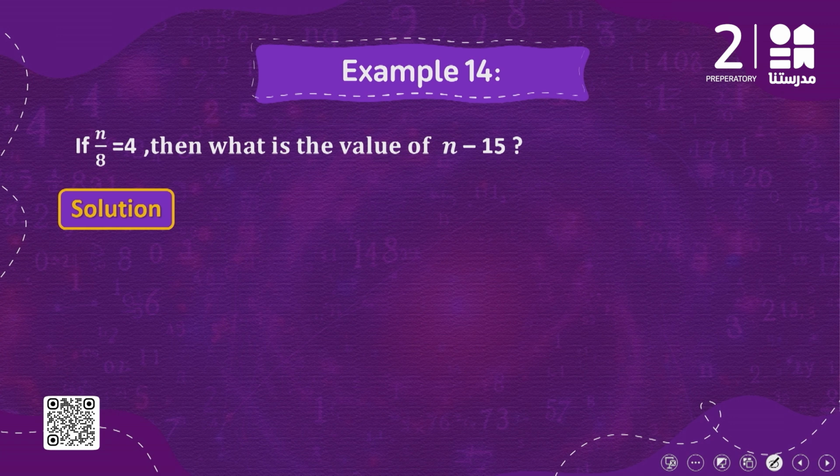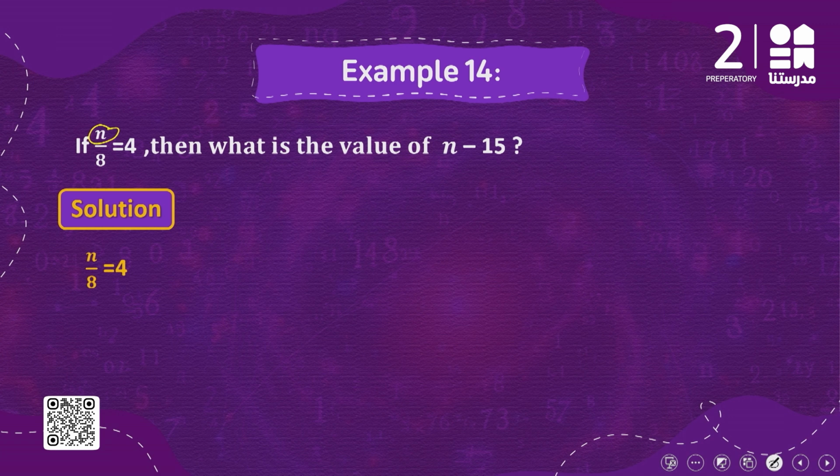If n over 8 equals 4, then what is the value of n minus 15? For sure, if you have a value here, divide it by 8 to be 4, this is 32. You can also multiply 4 by 8 if you need to check your answer. Now let's take 32 minus 15.